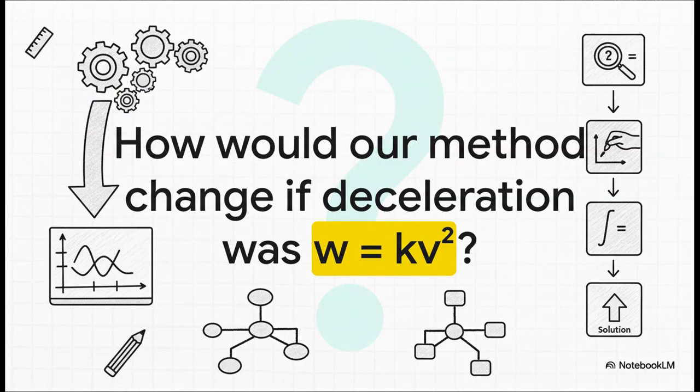And to leave you with a final thought, just think about this. What if the deceleration law was totally different? Let's say it was proportional to the velocity squared, so w equals k times v squared. How would our method change? Well, the beautiful answer is it barely would. You'd still pick the same tool, you'd still follow the same 4 steps. The only thing that would change is the function you have to integrate. And that right there is the power of understanding the fundamental method. It doesn't just solve one problem, it unlocks an entire class of them.